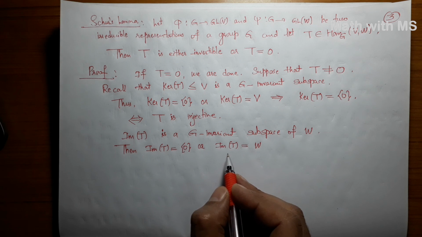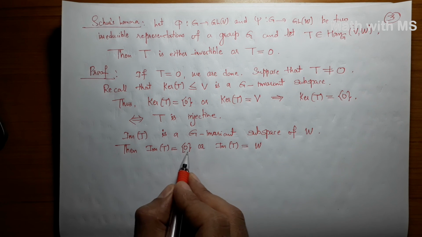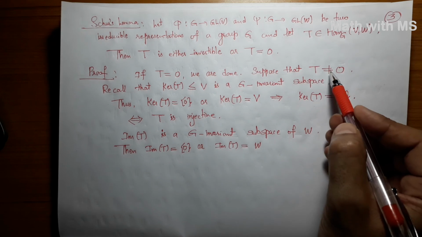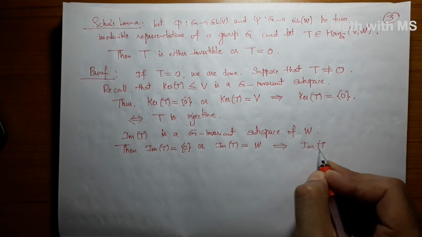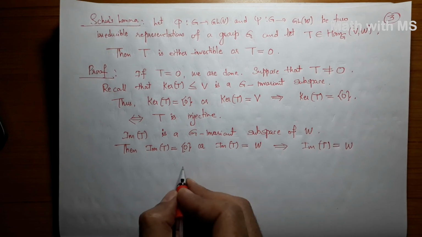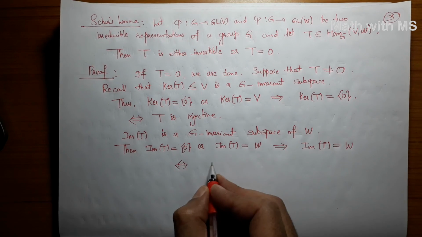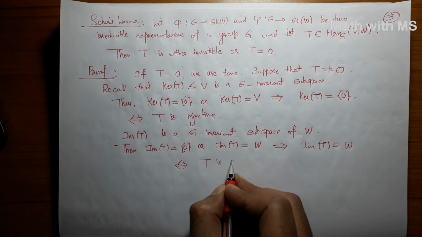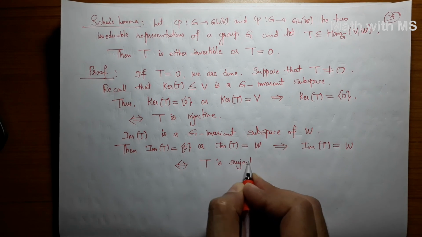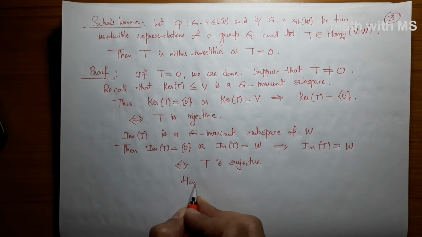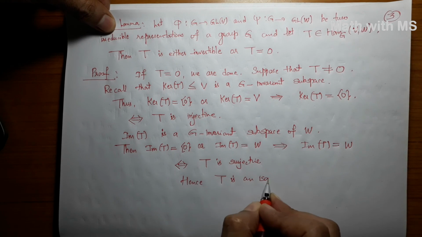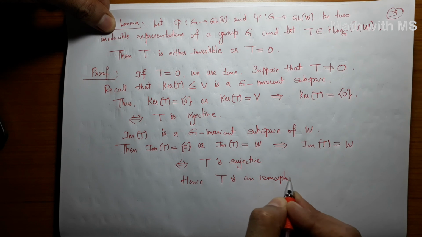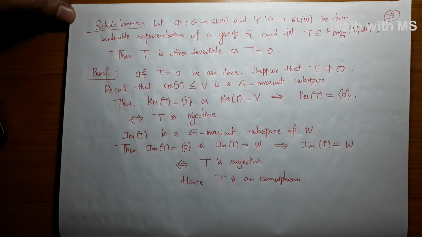All right. But if the image of T is 0, what does that mean? That means T is a zero operator, but we are assuming non-zero. So this implies that the image of T is the full space W, and that holds if and only if T is surjective. T is surjective, and hence T must be an isomorphism. Okay, this is Schur's lemma.